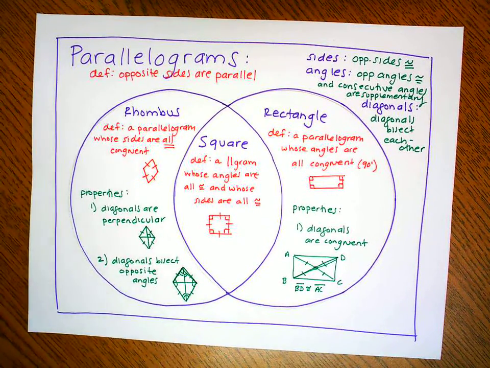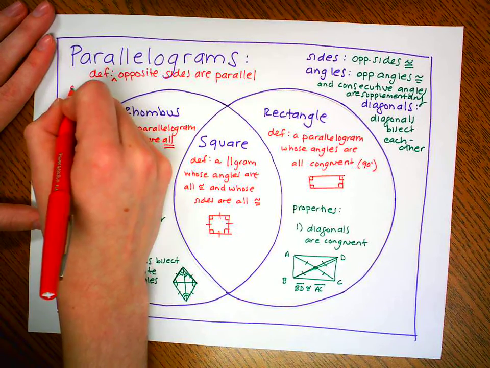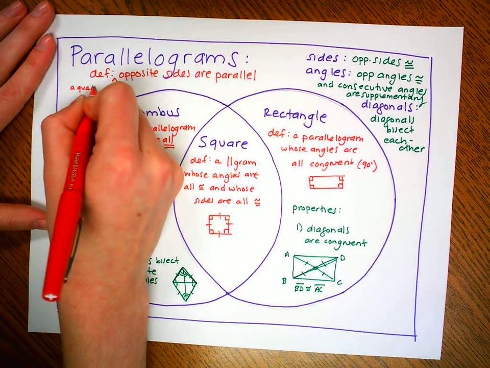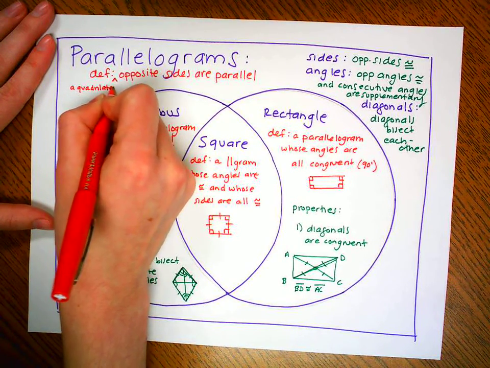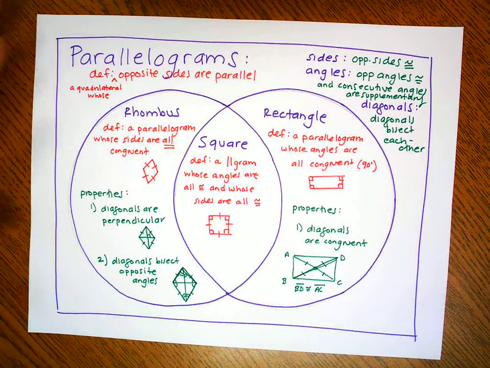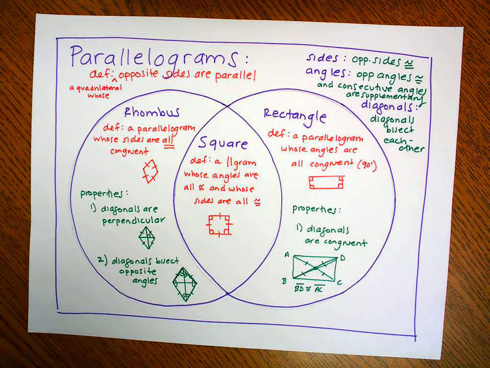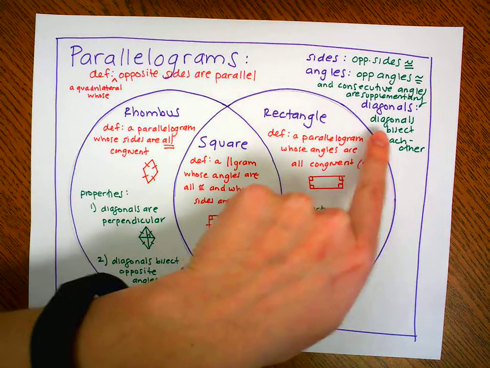So if I can recap, we have parallelograms, and what I really should have said is a quadrilateral whose opposite sides are parallel. So we talked about parallelograms. All parallelograms' opposite sides are congruent. All parallelograms' opposite angles are congruent, and consecutive angles are supplementary. All parallelograms' diagonals bisect each other.